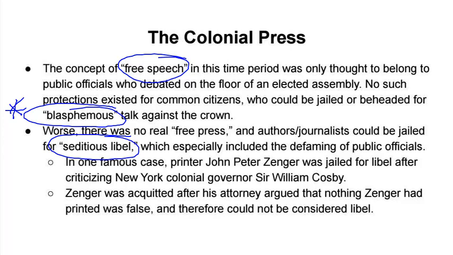In one super famous case, a printer by the name of John Peter Zenger was jailed for libel after criticizing the New York colonial governor, Sir William Cosby. And no, I am not referring to Bill Cosby, the comedian and former Jell-O spokesman.